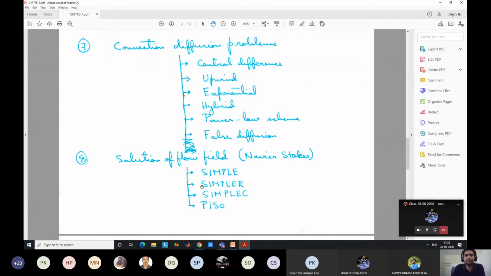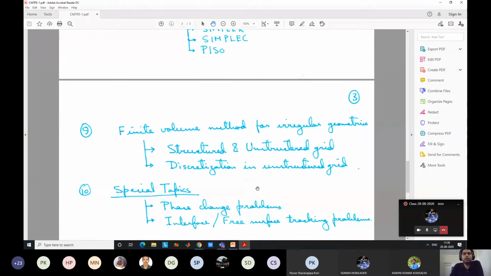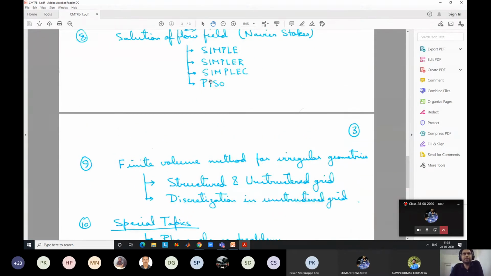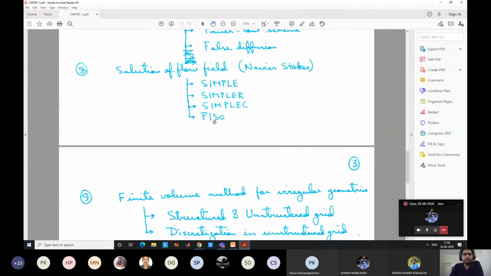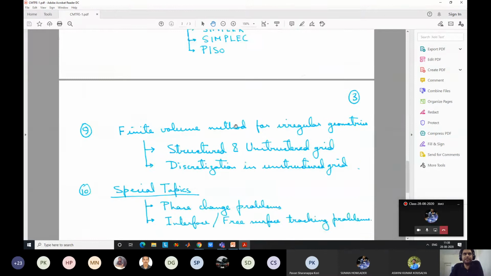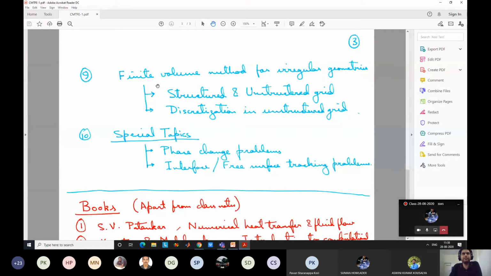Then finally, we'll go into solution of flow field, which is somewhat more complex. We'll study different techniques such as SIMPLE, SIMPLER, SIMPLEX and PISO. And if there is time, we can go through some other techniques also. Up to this is the basic CFD part. Then we'll go into one or two special topics.